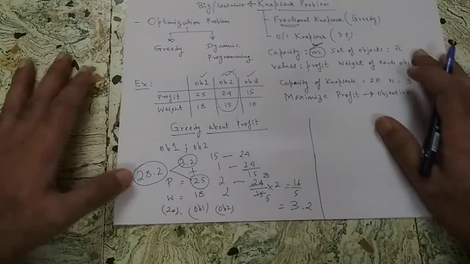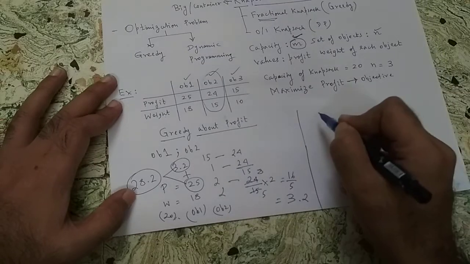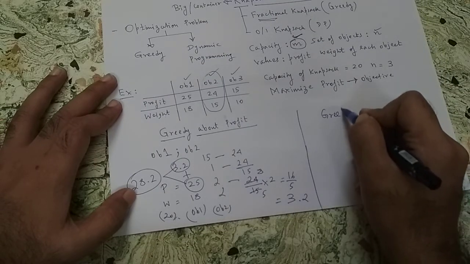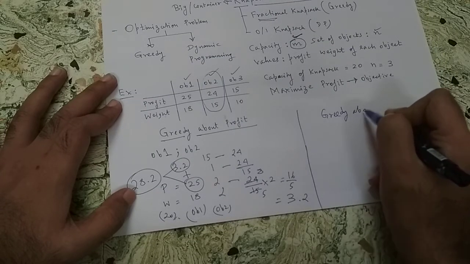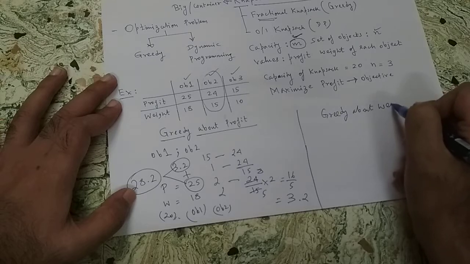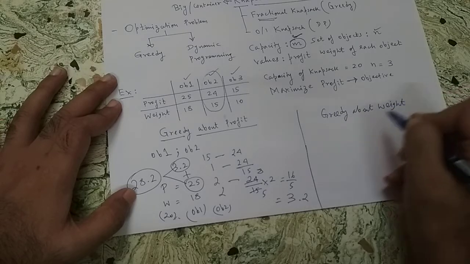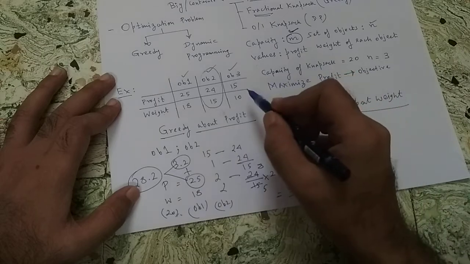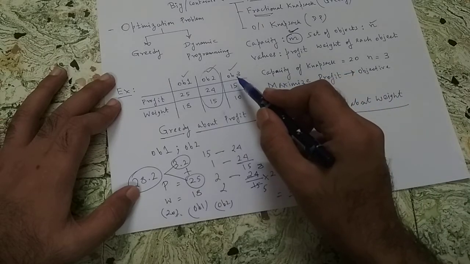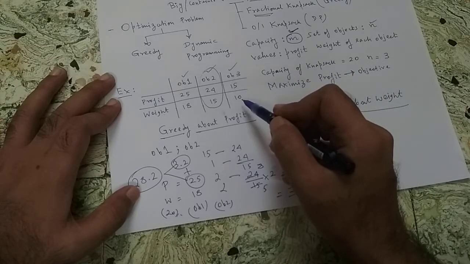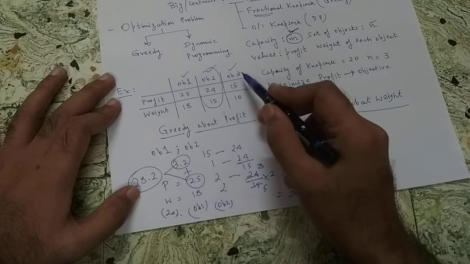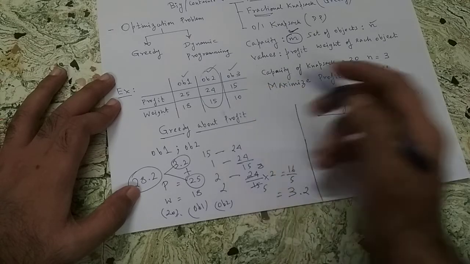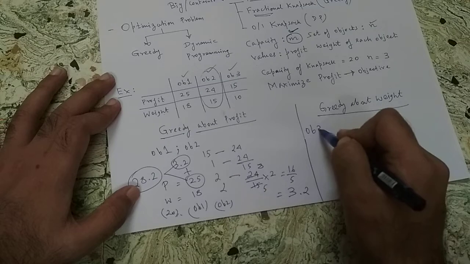So let's try that. Let's try to put more objects. Let's try to be greedy about weight. Now, if we are greedy about weight, what will happen? We will choose the object which has the least weight. Since we are trying to accommodate more number of objects, we'll start with the object with the least weight. The object with the least weight is OB3. So first we'll choose OB3.